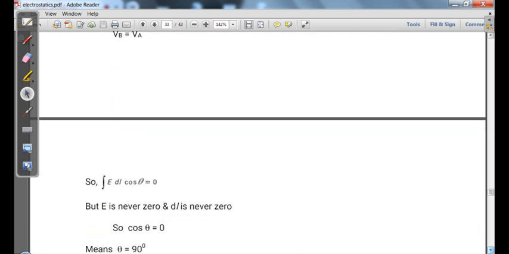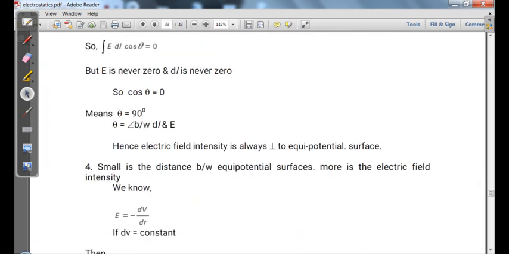And therefore, E dl cos theta must be equal to 0. E will never be 0, dl is never 0. Clear? So therefore cos theta must be equal to 0, that is theta is equal to 90 degrees. Is it clear? Then the next property is this one.